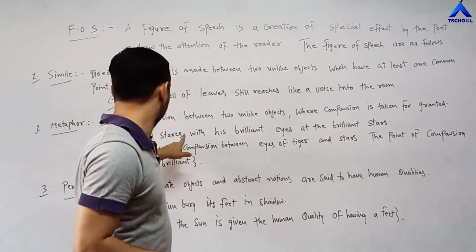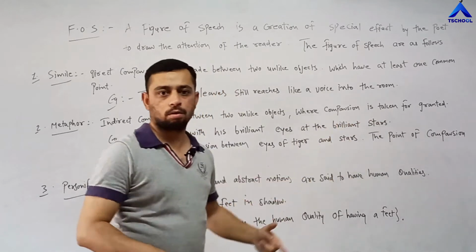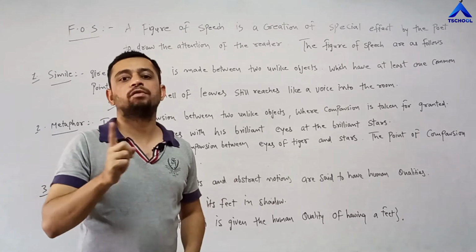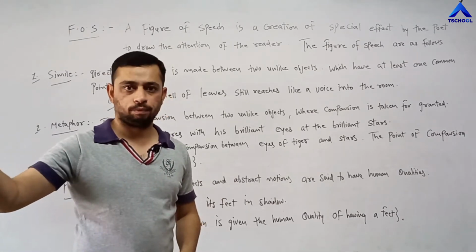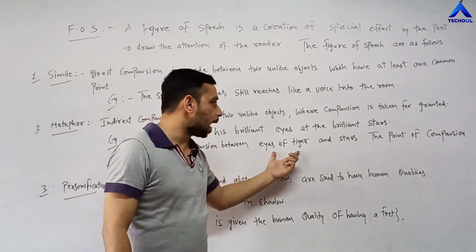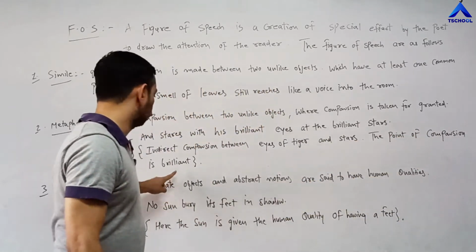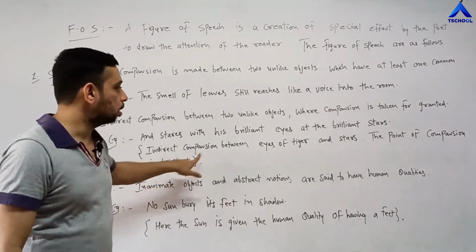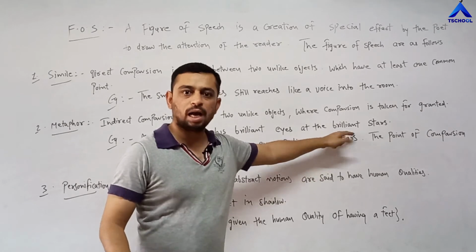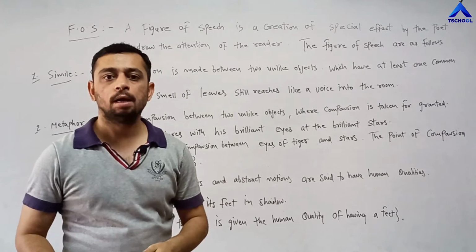Look at the question again. Stares with his brilliant eyes at the brilliant stars. So whose eyes are brilliant? The eyes of the tiger. Stars are always brilliant, right? But here the poet has made an indirect comparison between the eye of a tiger and a star. And what is the point of comparison? That is brilliant. What brilliant? The eyes of the tiger with stars. That is to be understood.